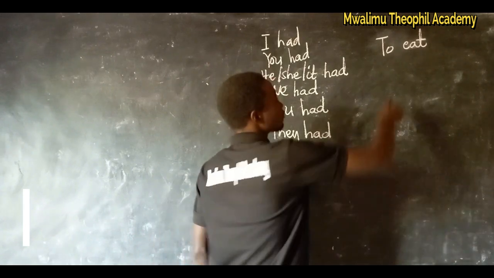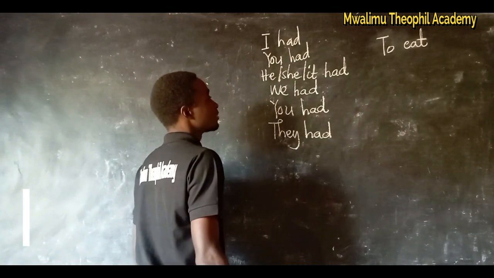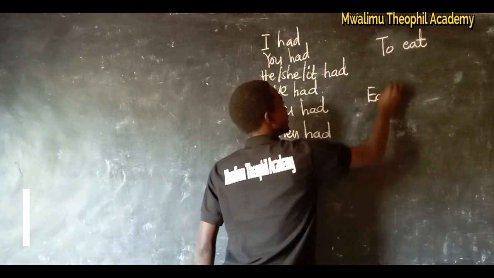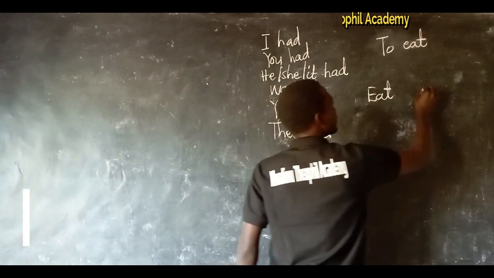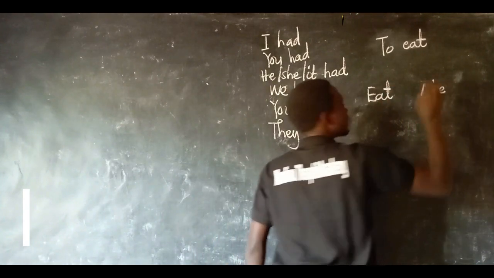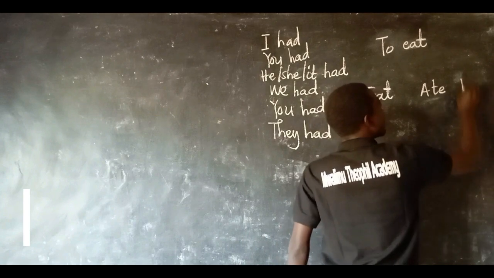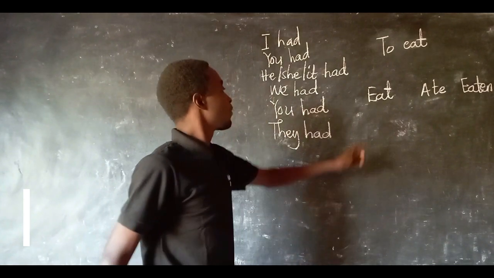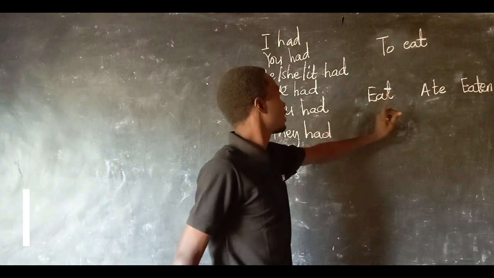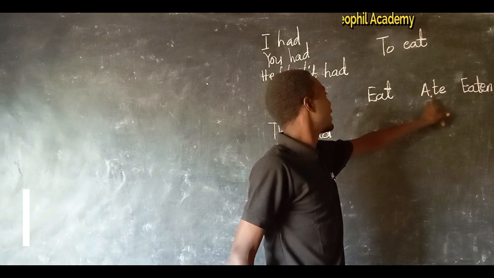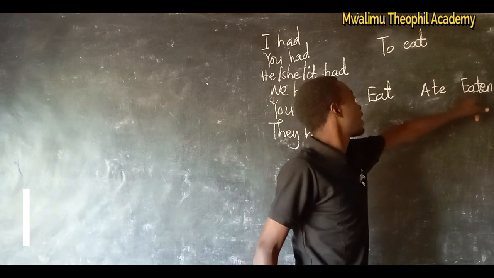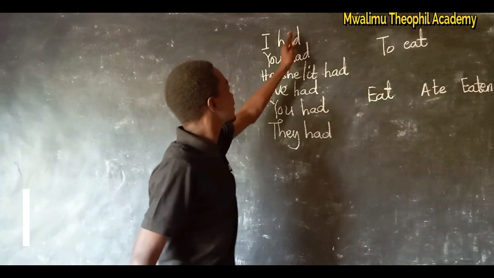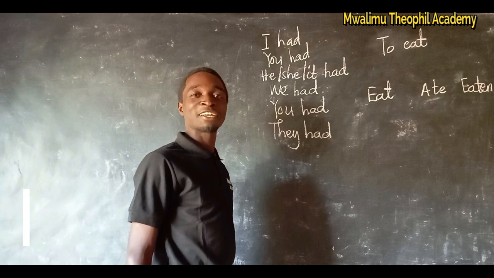Now, when we refer to the verb eat, it means that its infinitive form is eat, and its past simple becomes ate, and its past participle becomes eaten. Now you may see we have infinitive form eat, simple past form ate, and past participle eaten. So we will be using eaten in constructing sentences which are in past perfect tense.